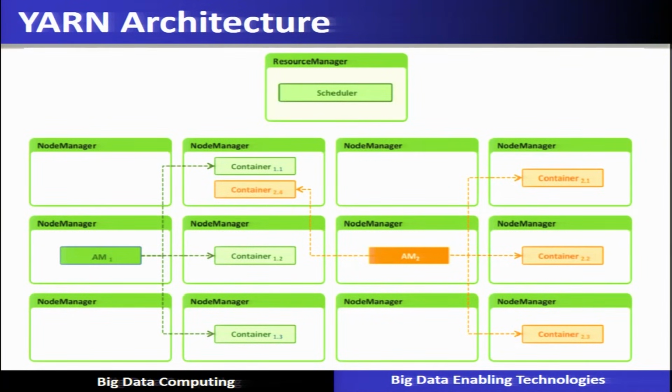It has two parts. One is called resource manager, and it has a scheduler within it. Applications can interact with this resource manager and demand different resources through YARN. The resource manager in turn allocates the resources which are managed at the node level by the node manager, and the resources are nothing but containers.